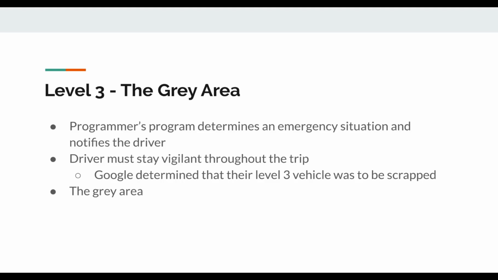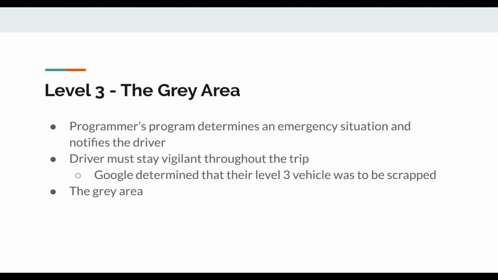Level 3 and the gray area. At this level, the program that controls the car determines when an emergency situation is taking place and notifies the driver. The problem is the driver must stay vigilant throughout the trip. The gray area comes down to the driver staying vigilant and the driver being the failsafe.